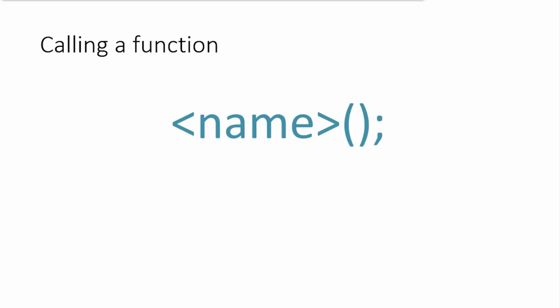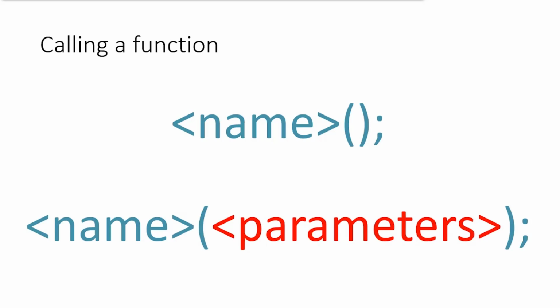To call a function, you simply write its name followed by a semicolon. And this is the case when a function does not require any parameters, and if the function requires a parameter, then you define the parameters inside the parentheses. But to clarify what we have talked about so far, let us write some code.